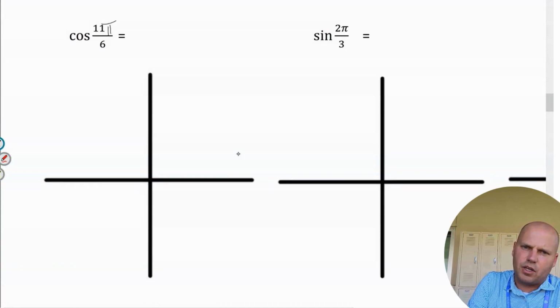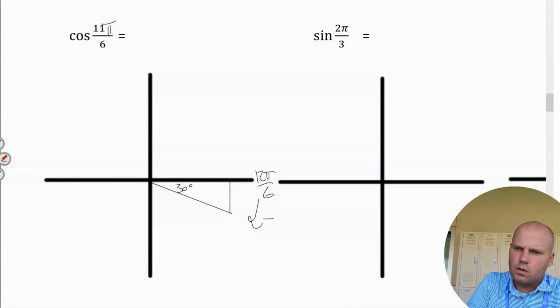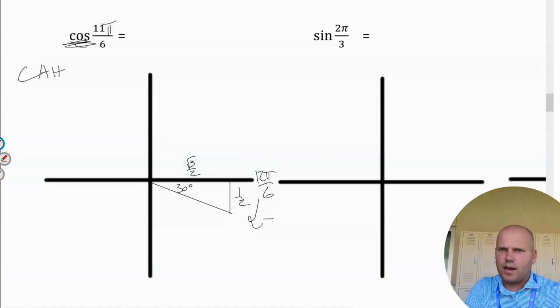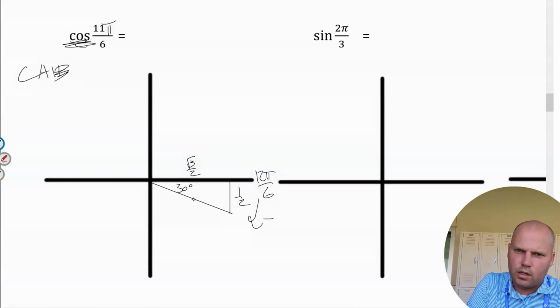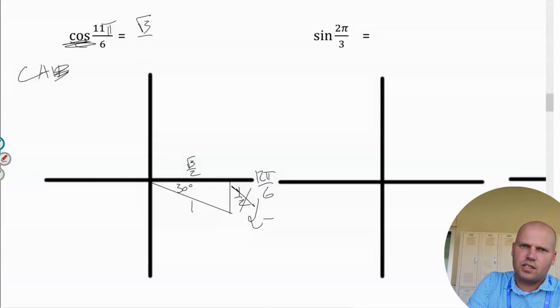11 pi over 6. I'm going to go all the way around to 12 pi over 6 and then subtract a pi over 6. Subtract 30 degrees. Bigger side, smaller side, cosine, adjacent over hypotenuse. I don't care about the hypotenuse because it's 1. This is why we use the unit circle. I don't care about the opposite, and I should have written that as negative because I'm going down. I just care about the adjacent, so I just get that.